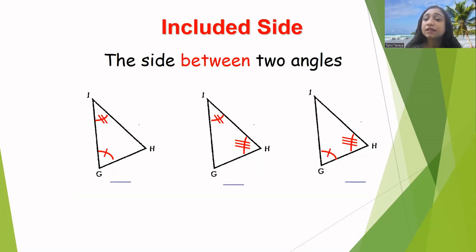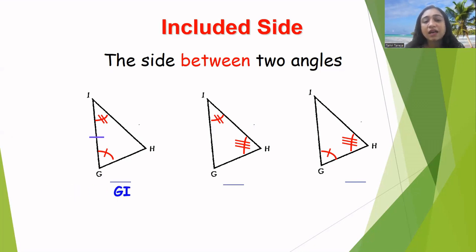Now, likewise, we did included angle. We have included side also. How can you judge that this is an included side? There should be two angles and the side should be in between. Here in this, angle I and angle G, what is the side which is included in it? That is IG. You can just pause the video and you can attempt it.